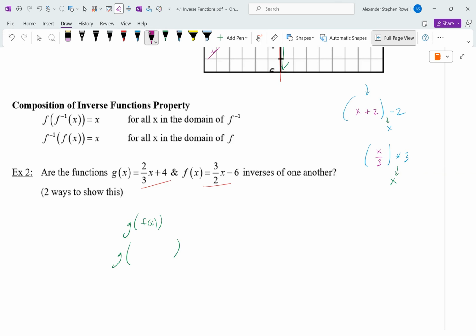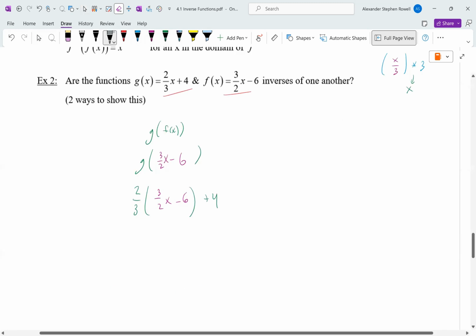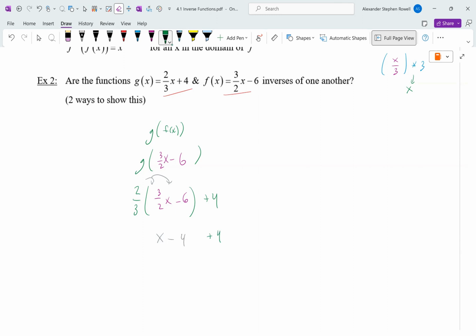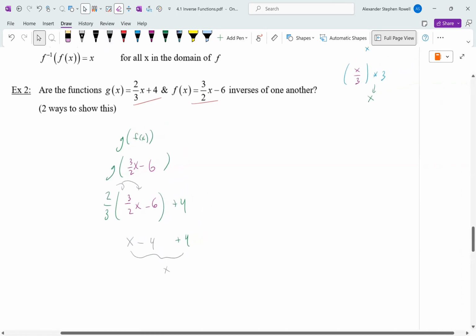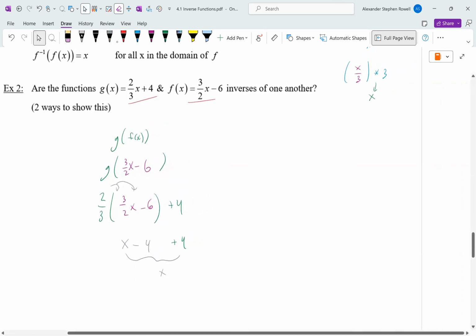What is the f function? It is 3/2 x minus 6. And the g function is 2/3 times that input plus 4. So if we distribute this 2/3, we get x minus what? x minus 4 plus 4, and we get x. So does that mean it's inverse? Not necessarily, but probably. That's what we wanted.